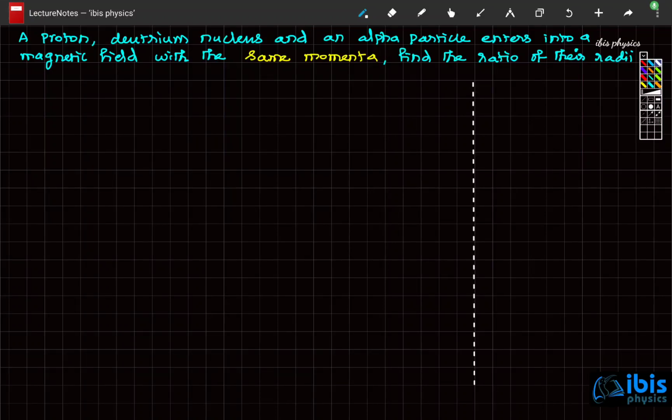In this question, what is asked? A proton, a deuterium nucleus, and an alpha particle enter into a magnetic field with the same momenta. Find the ratio of their radii. First, we should know about the radii and we should know about the particles.